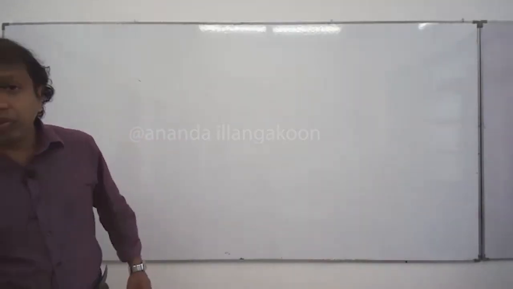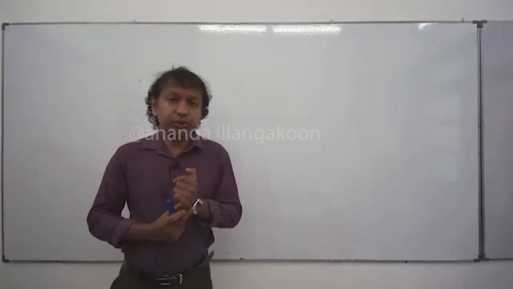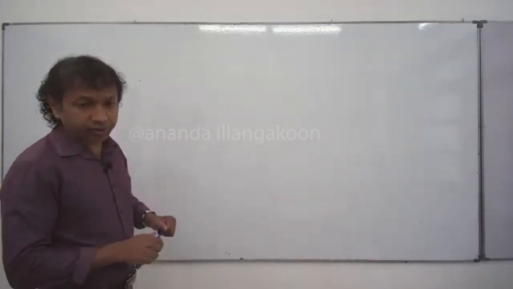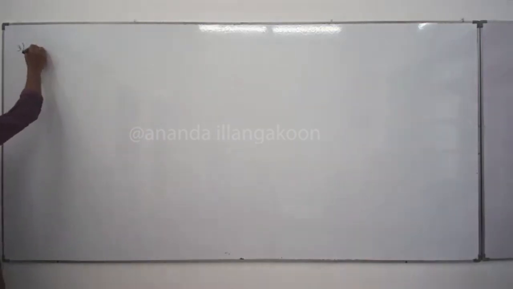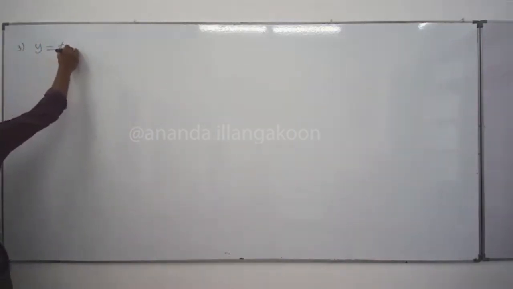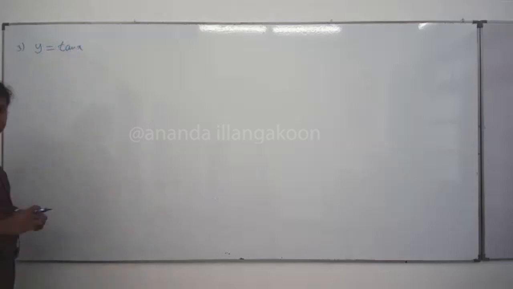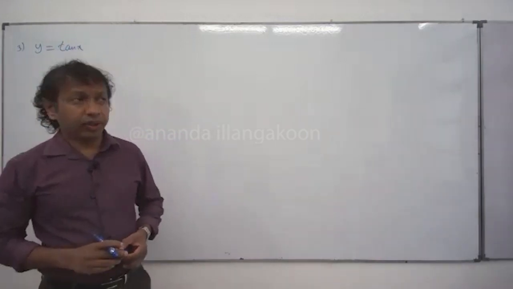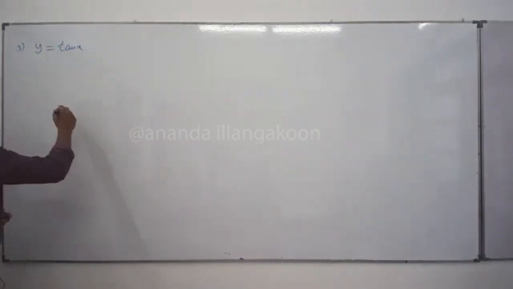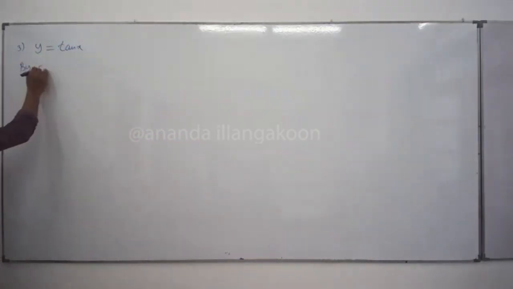Right, then today we will take the next trigonometric function to find the dy by dx, y equals tan x. Write down number 3 as y equals tan x. Of this function y equals tan x, we are supposed to find the dy by dx. Right.